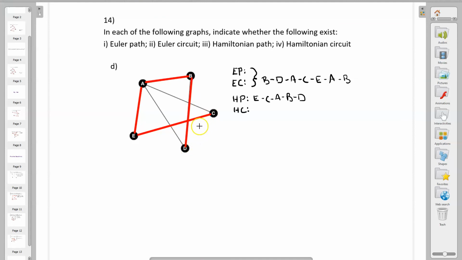Yep, still no way to get back. That doesn't work either. Nope, same problem. So it's really looking like there's no Hamiltonian circuit in this case.